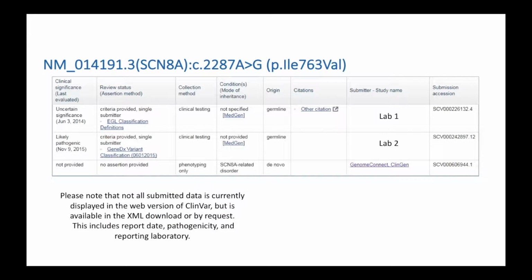For example, Genome Connect submitted this SCN8A variant. The variant was interpreted as likely pathogenic by Lab 2 in 2015 on the participant report. The variant was also found to be de novo through that testing. Ultimately, Lab 1, another laboratory that had identified this variant previously, reached out to the Genome Connect team to inquire whether maternity and paternity had been confirmed during testing and whether the variant was in fact de novo in our participant. This segregation data allowed Lab 1 to update their classification to likely pathogenic as well.